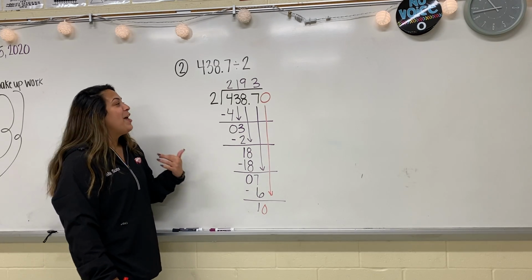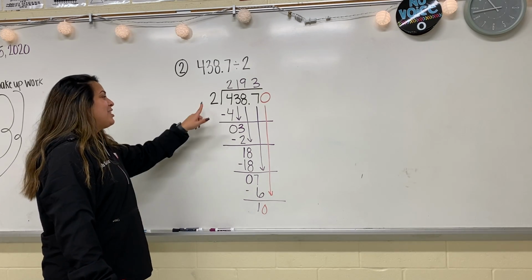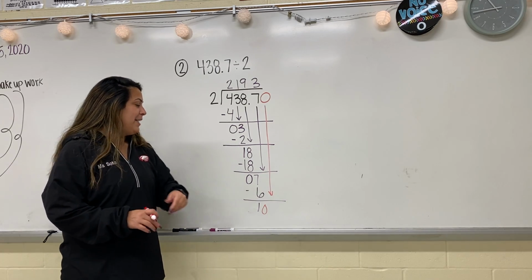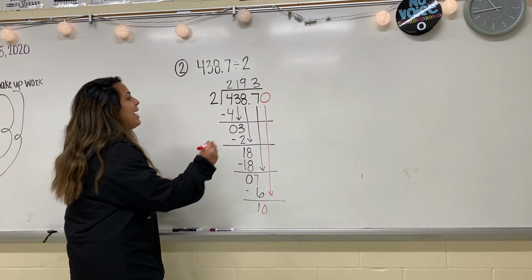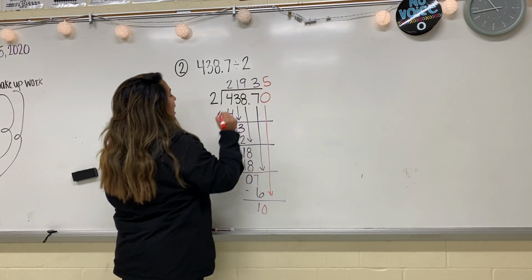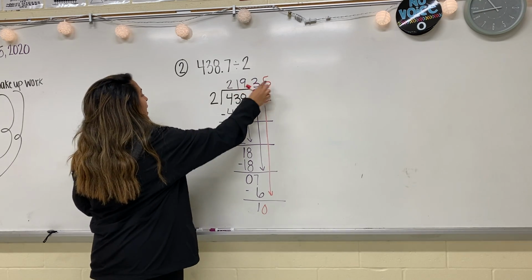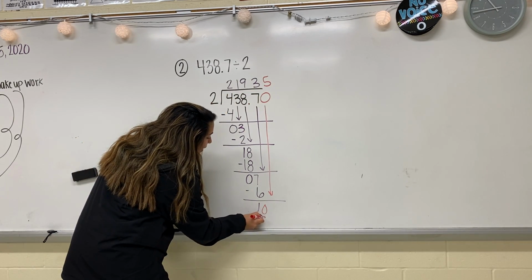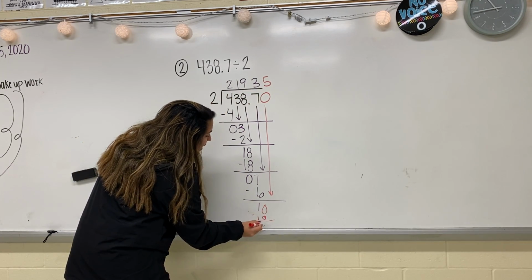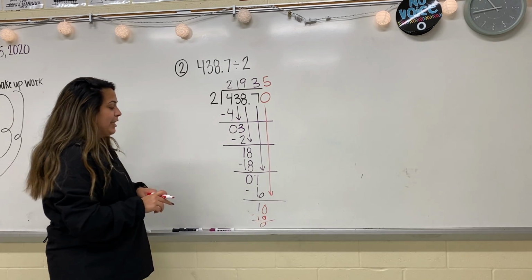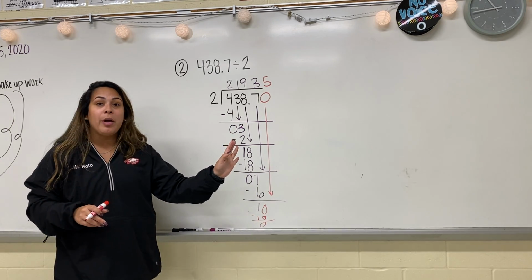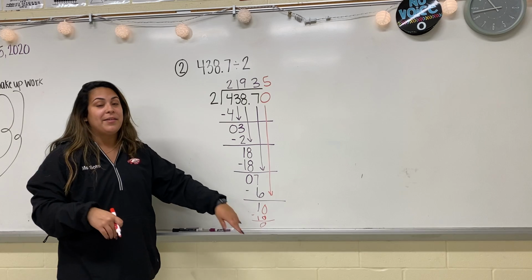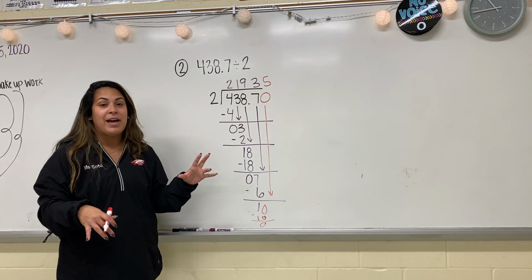I got lucky again. So now I need to figure out how many times 2 can go into 10. 2 can go into 10 5 times. 5 times 2 is 10. And then we subtract. 10 minus 10 is 0. I don't need to go anymore because I'm done. I've zeroed out. I can't divide anymore.